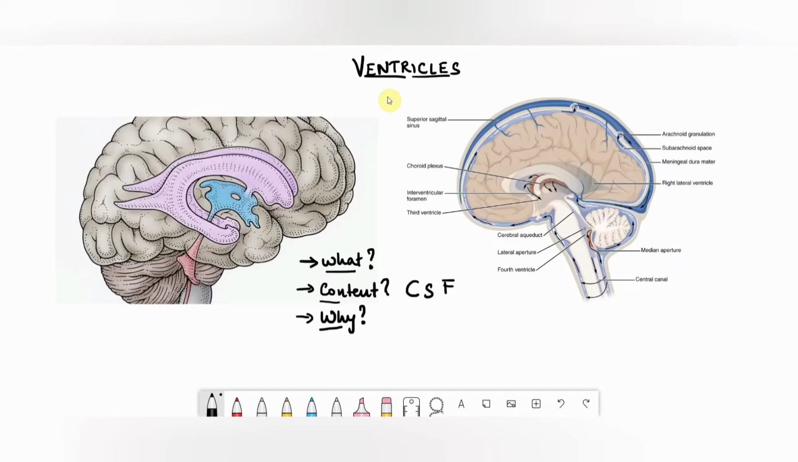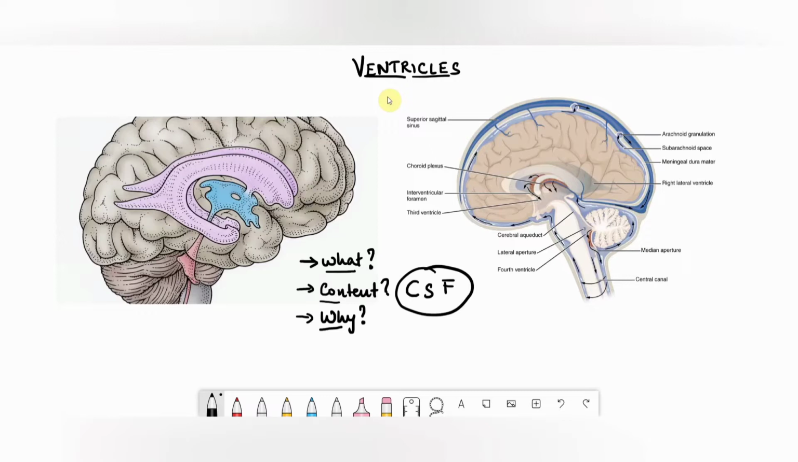Hello everyone. So today I want to talk a little bit about the ventricular system of the brain. Three questions that we first have to answer are: what are these ventricles, what do they contain, and why do we require them? Ventricles are basically spaces within our brain and the spinal cord that contain a fluid called the cerebrospinal fluid.